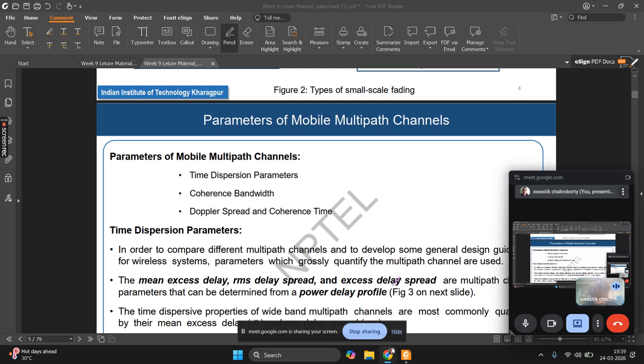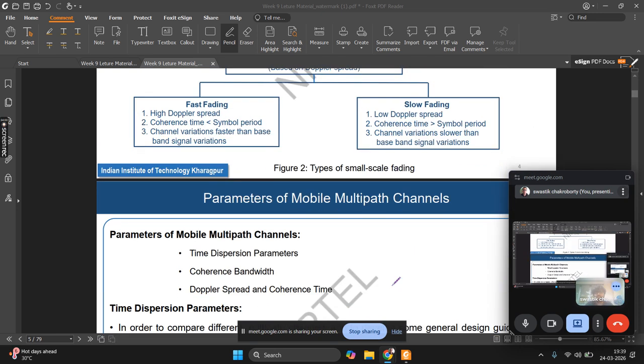Okay. So how do you measure these spreads? Rather, four effective measures are there. One is the RMS delay spread or the maximum delay spread. So, to what extent is your signal getting delayed? The copies of your signal are getting delayed. So that is your delay spread. That delay spread, you calculate the max or the RMS of that delay spread.